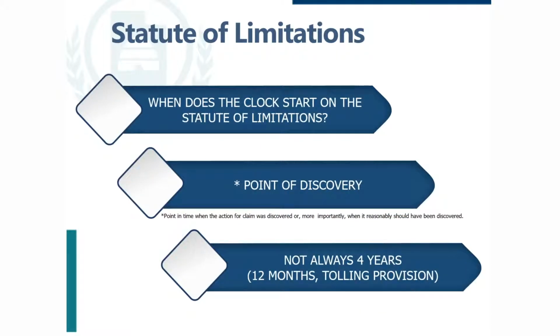It is important to understand the statute of limitations for corrections to retirement accounts. The statute of limitations for most pension and savings plans corrections is 4 years, which essentially means your agency is generally not required to make corrections to retirement accounts that are beyond 4 years from the point of discovery. The point of discovery is the point in time when the action for claim was discovered, or, more importantly, when it reasonably should have been discovered.